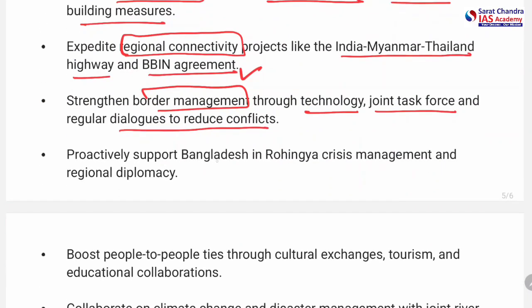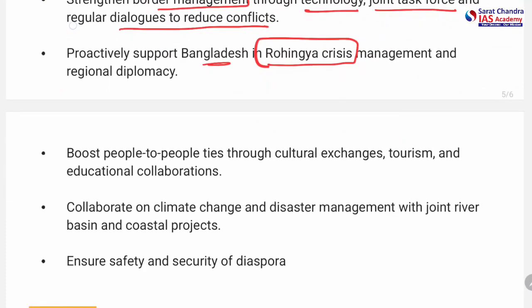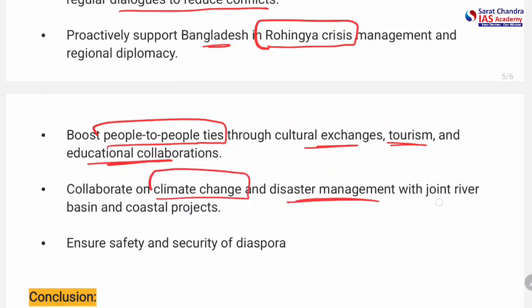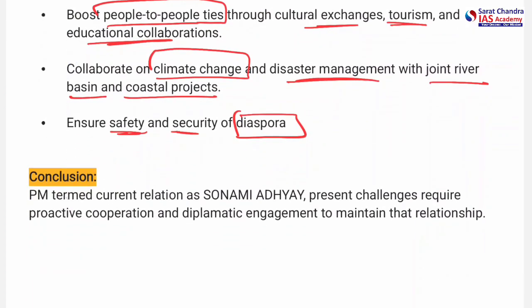Also, we need to proactively support Bangladesh, especially in the resolution of the Rohingya crisis. Next, we need to boost people-to-people ties through cultural exchange, tourism and educational collaboration. Then collaborate on climate change and disaster management with joint river basin and coastal projects. At the end, we need to ensure the safety and security of the diaspora in both countries.